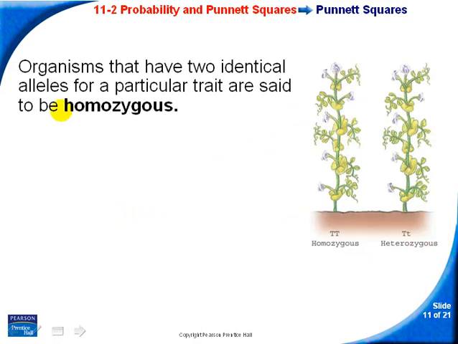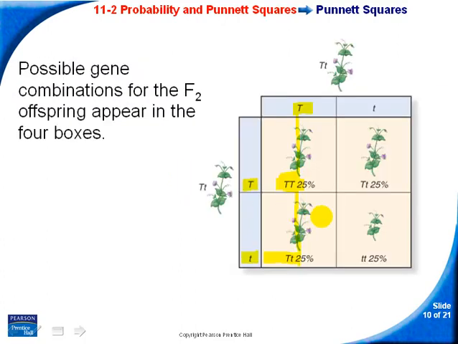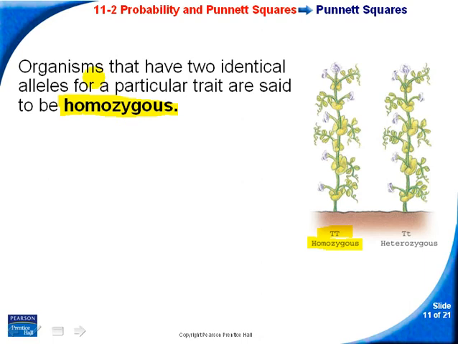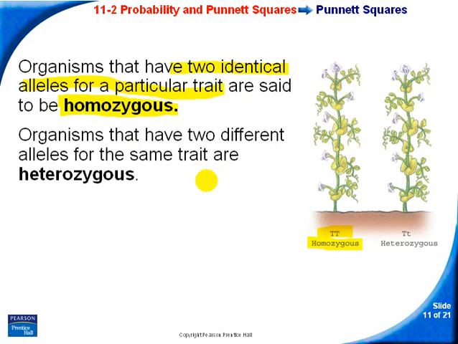So here's one of those terms we need to understand. Homozygous. If we have an organism that has two dominant alleles, say for instance two big T's, it would be homozygous. We could also have an organism with two small alleles. Let's jump back for a second. This one here is also homozygous. It's got two little t's. If they have two identical alleles for a particular trait, we say that organism is homozygous.